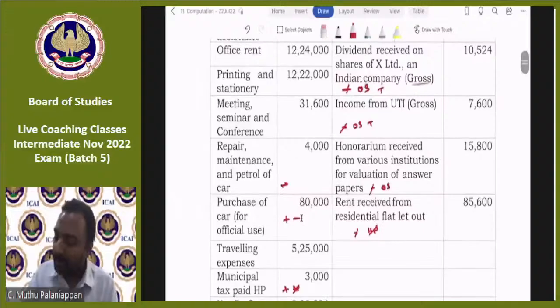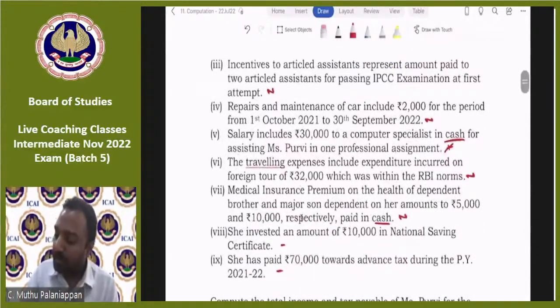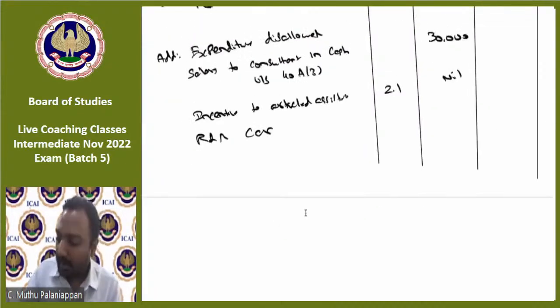Then we have this repair, maintenance, and petrol of cars. For that also, we have said there's a note. So here again, R&M car, I'll call it 2.2 and I'll write nil.